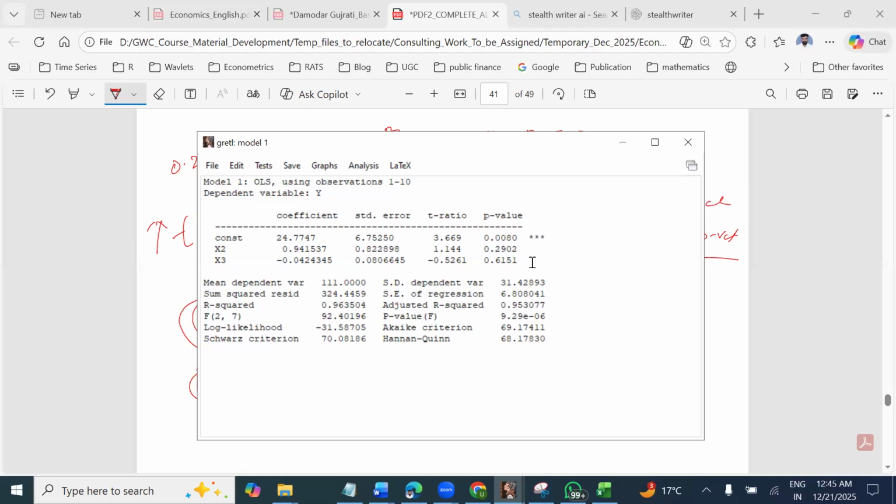Okay. Now my question is, is there any multicollinearity in this data? Because that is the reason why we estimated this regression, isn't it? Madhusudha? Yes, sir. Now, is there any multicollinearity problem?